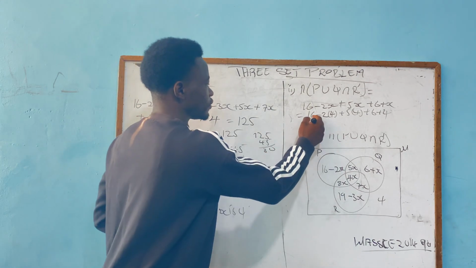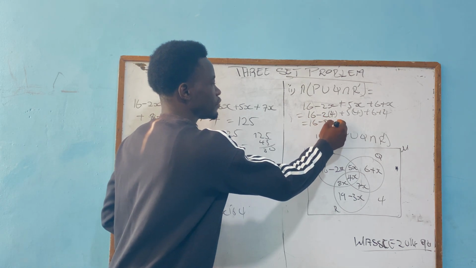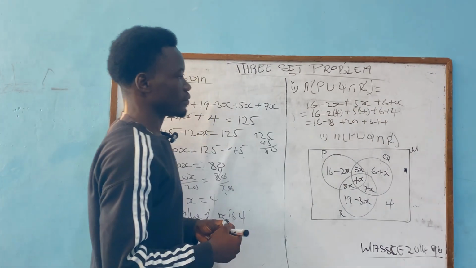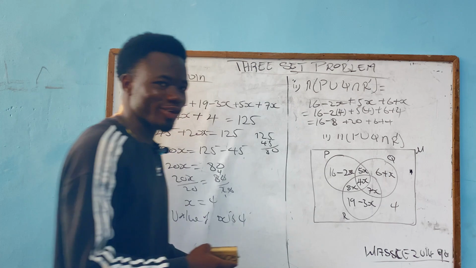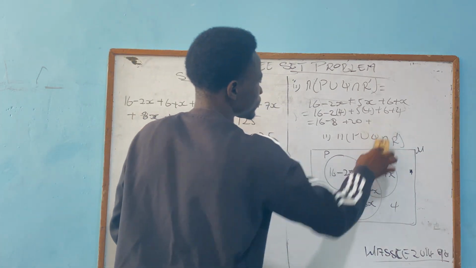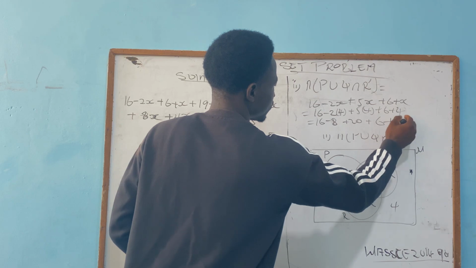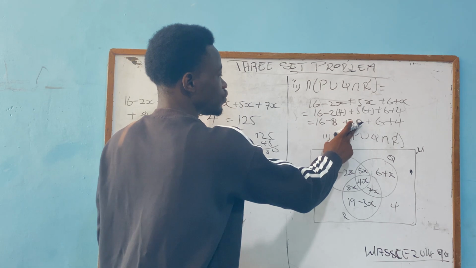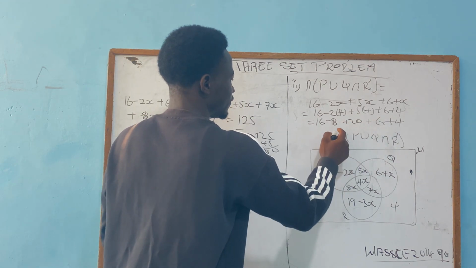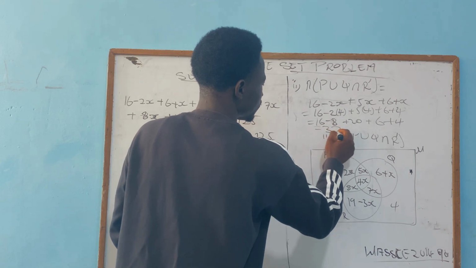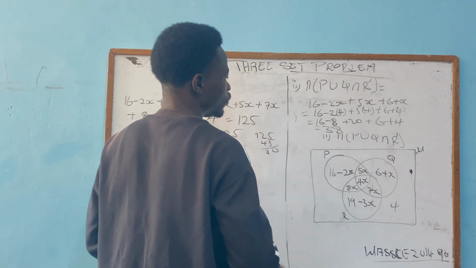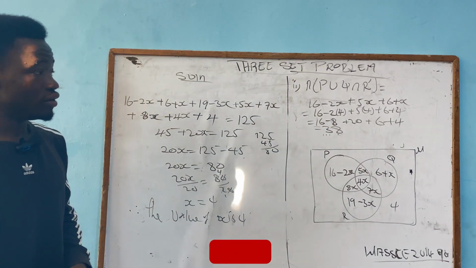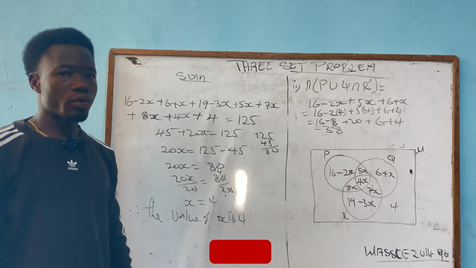And this is going to be equal to 16 minus 8 plus 20 plus 6 and this is 4. 16 minus 8 is 8, plus 20 is 28, plus 10, that is 38. So which means this is going to be 38. Alright, so the final solution for this is 38, and that solves our question.